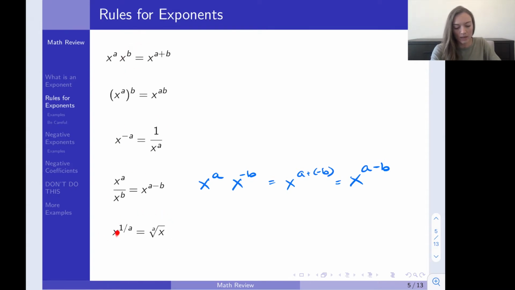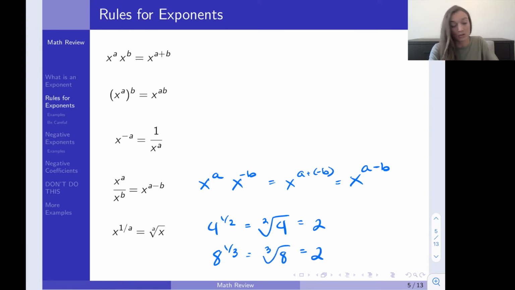And then we have this rule where x to the 1 over a will just be that root. So if we have, let's say, 4 to the 1/2, that's just equal to the square root of 4, which is 2. If we have, let's say, 8 to the 1/3, that would be the cube root of 8, which also happens to be 2, and so on. So any root you can write as a fractional power.